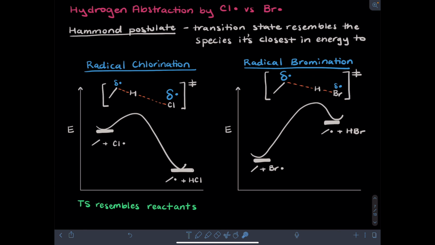Because the transition state is closest in energy to the carbon radical, the carbon has a lot of partial radical character at the transition state, and just a little bit of partial radical character on bromine. Overall, this means that for radical bromination, the hydrogen abstraction step has a transition state that resembles the intermediate instead of the starting material, meaning the transition state looks like a carbon radical and not a bromine radical.